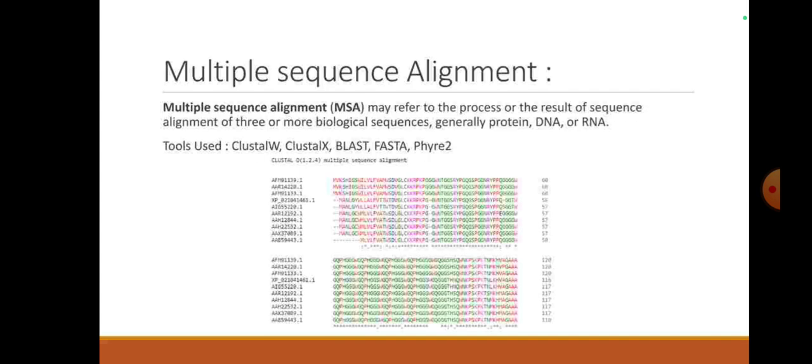And this is the format of multiple sequence alignment. I have told you that multiple sequence alignment refers to the process or the result of sequence alignment of three or more biological sequences, generally protein, DNA, or RNA. Here we can use Clustal W, Clustal X, BLAST, FASTA, and PHYRE2. Any of these tools we can use for doing multiple sequence alignment.